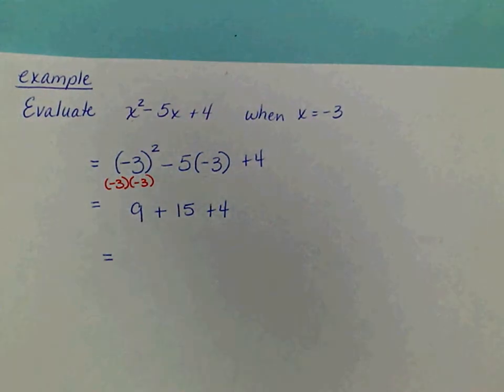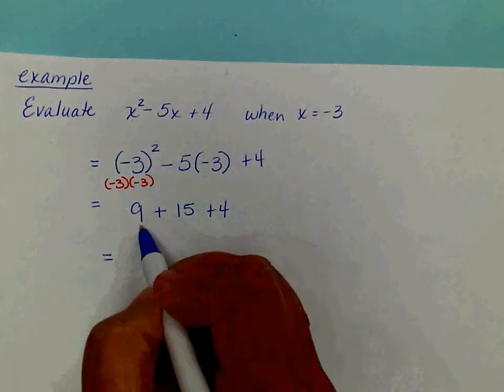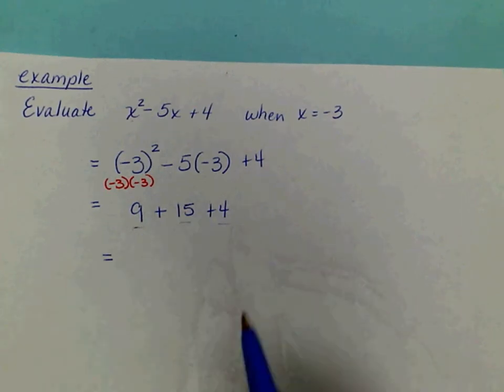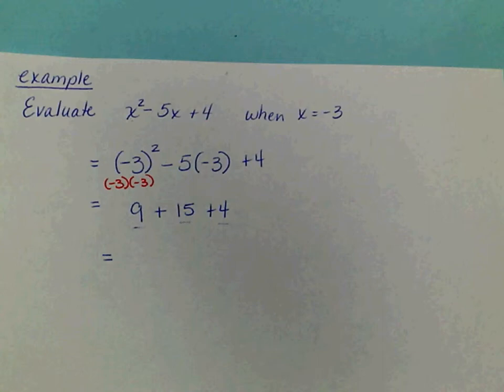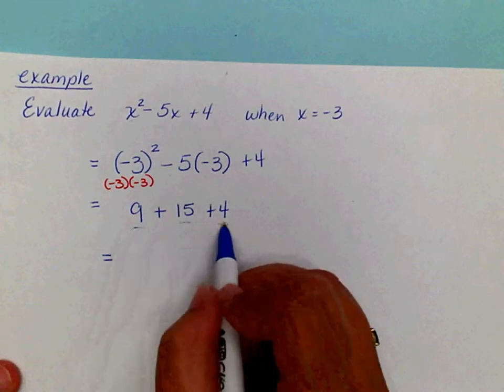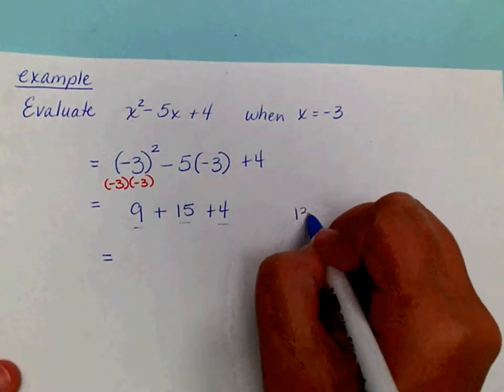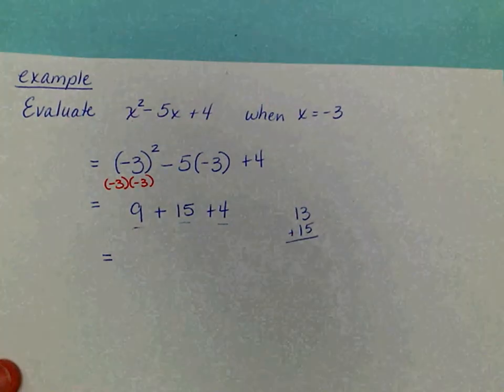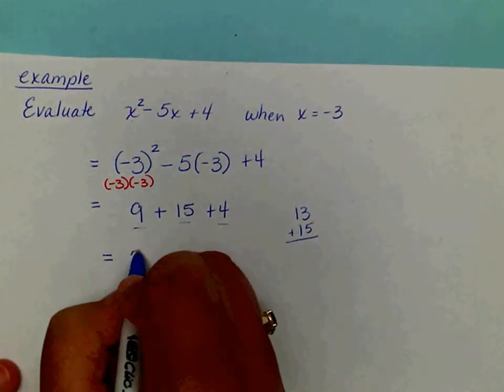Now we can go through and combine like terms. So we have our positive 9, our positive 15, and our positive 4. So we want to add those three numbers together. Notice that 9 plus 4 is 13, plus our 15, and we are going to get a grand total now of 28.